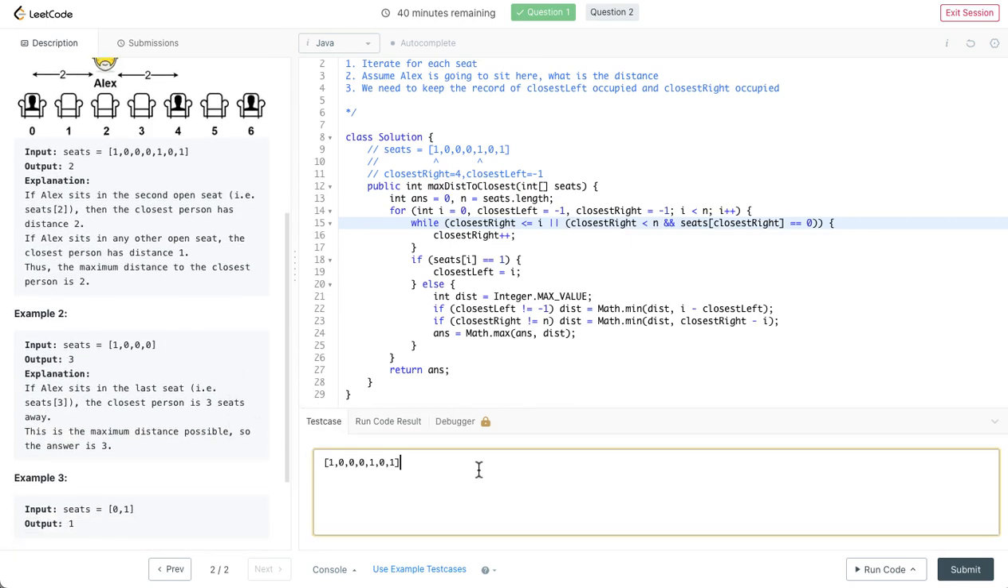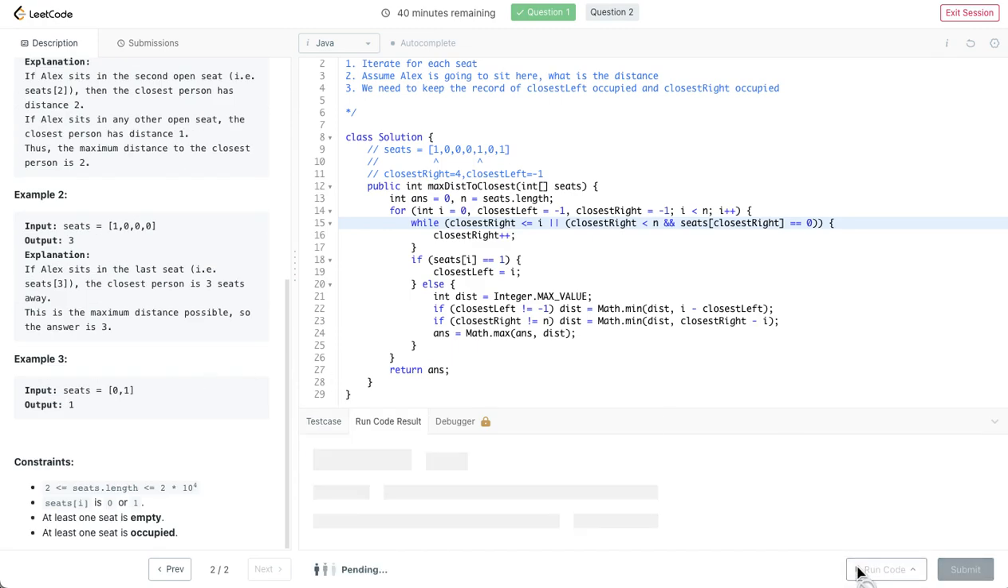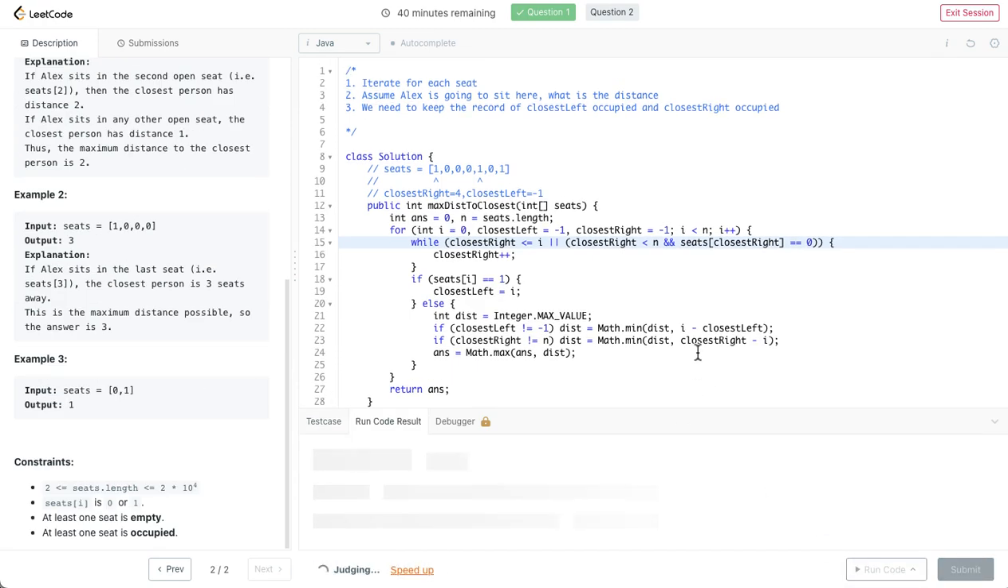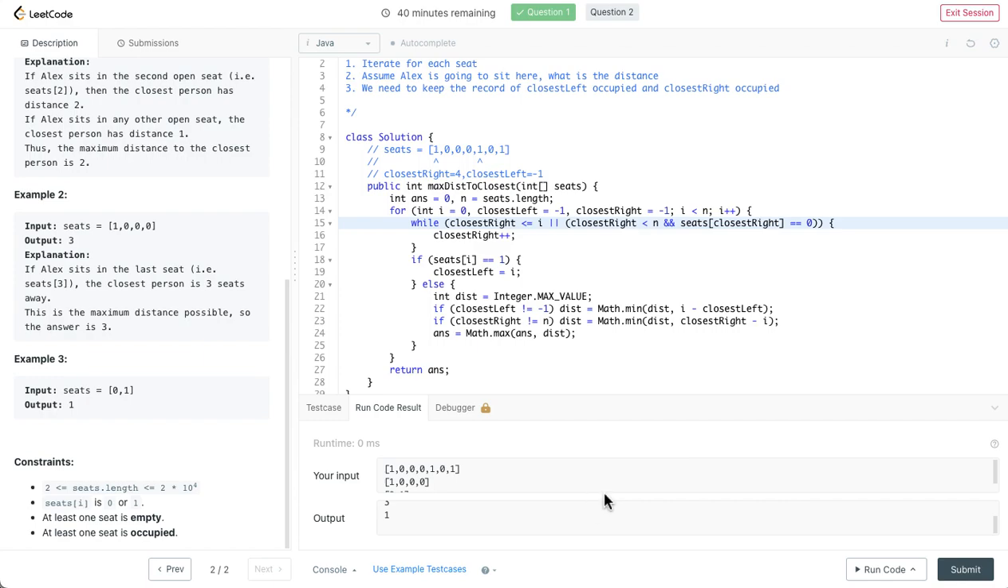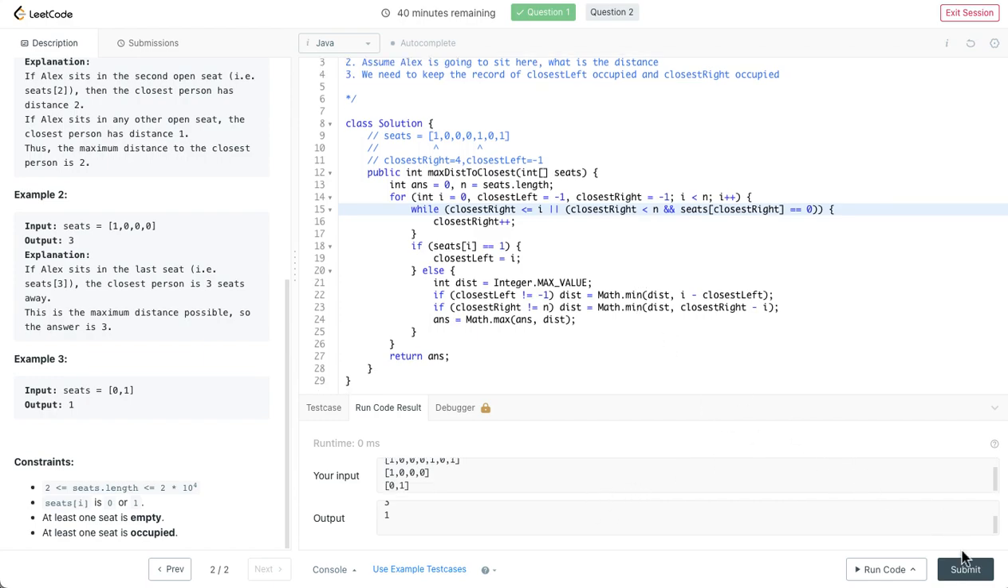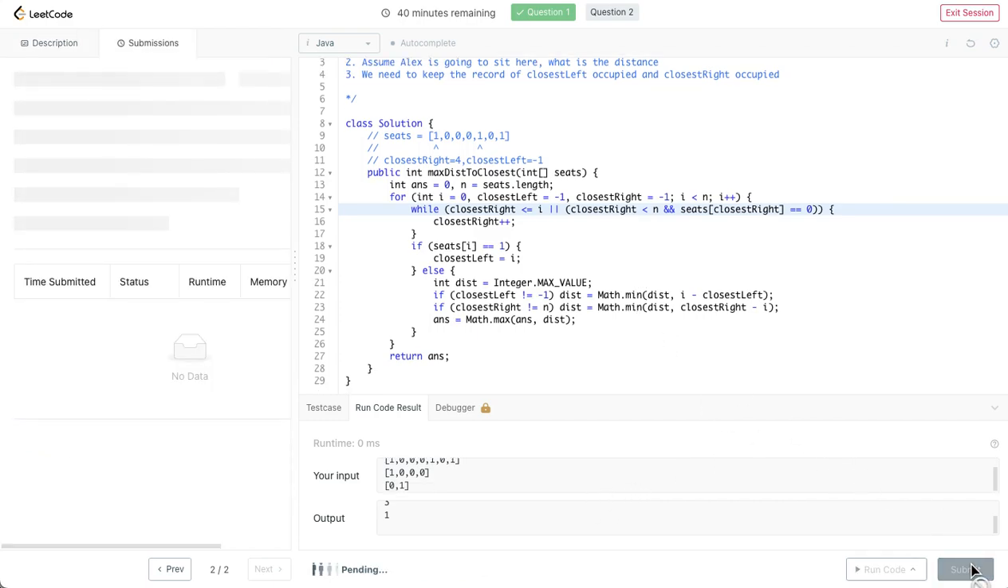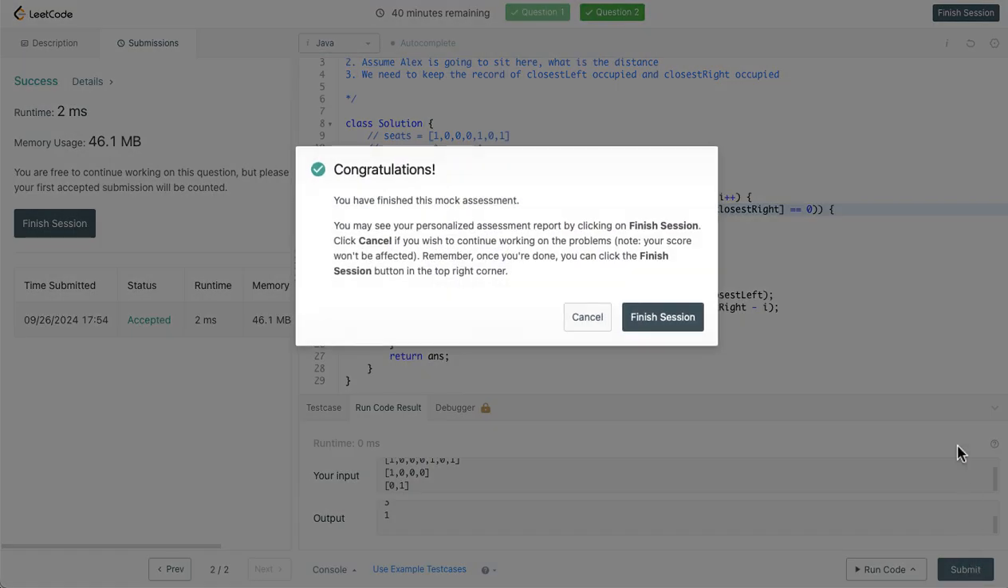Okay, let's try another test case. 0, 1. So it'd be 2, 3, 1. Okay. Sure, submit. Okay. Seems like I passed.